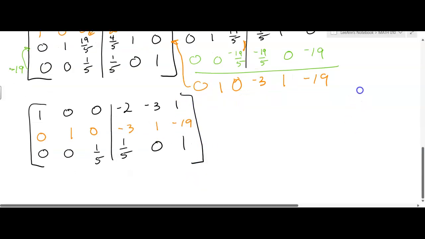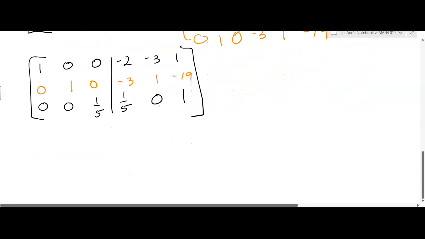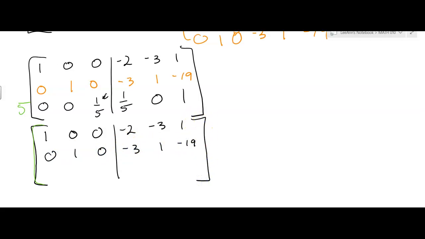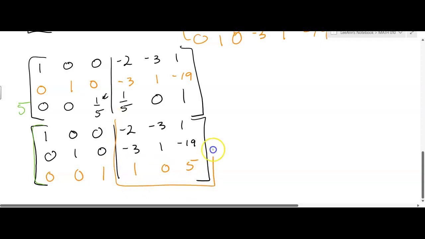Okay, so we're almost done. Top two rows looking good. The bottom row has that 1/5 though, and I need this to be just a 1. So I'm just going to multiply by 5. And it's not going to be too hard to do. Let me get my color. 1, 0, 0. Negative 2, negative 3, 1. 0, 1, 0. Negative 3, 1, negative 19. And now my new bottom row is going to be 0, 0, 1, 1, 0, 5. Okay, this is the inverse.